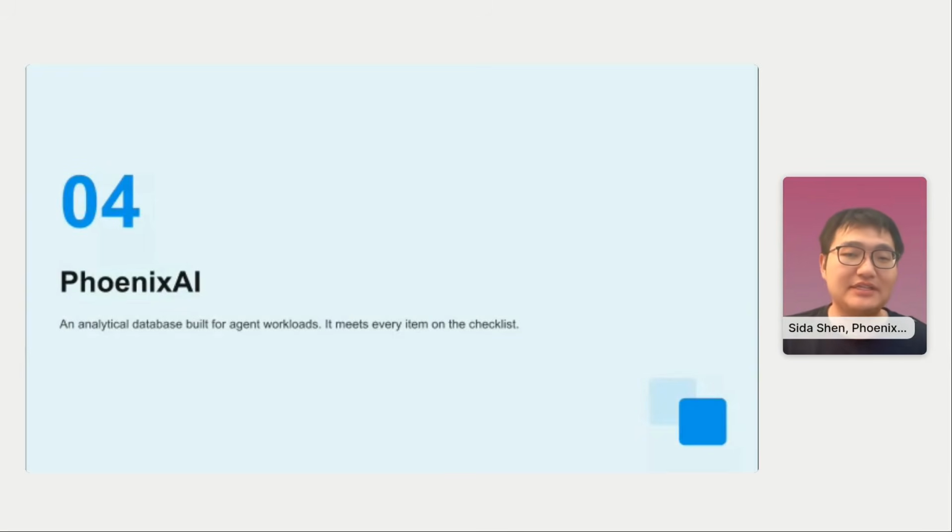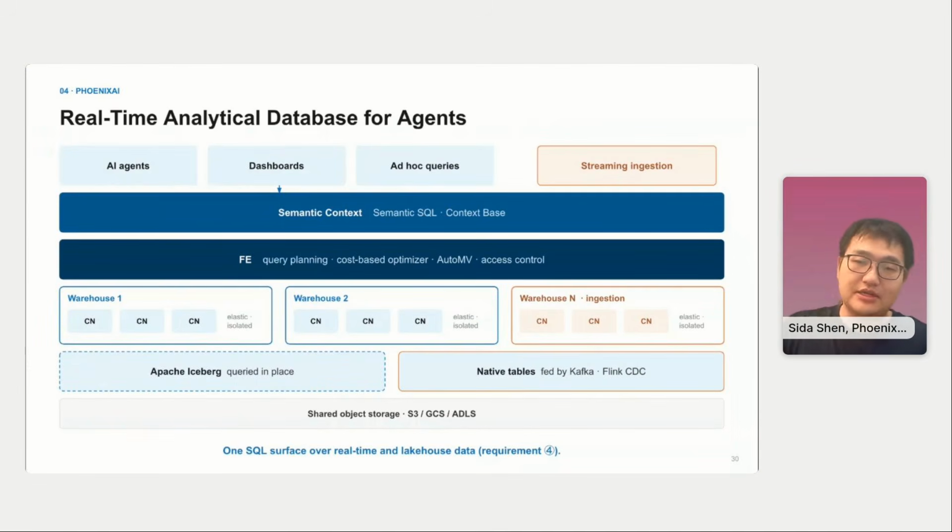Okay, so now let's introduce PhoenixAI. PhoenixAI is the database we've been working on for the past 6-7 years that follows all of these architectural design principles. Let's take a look at what it looks like, from the bottom up.